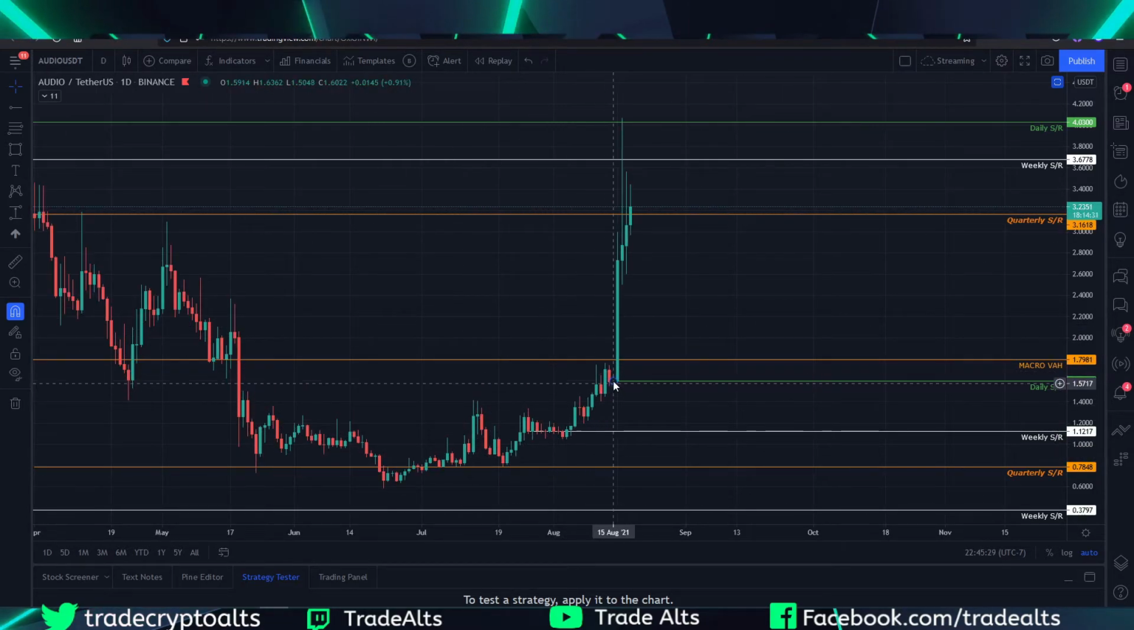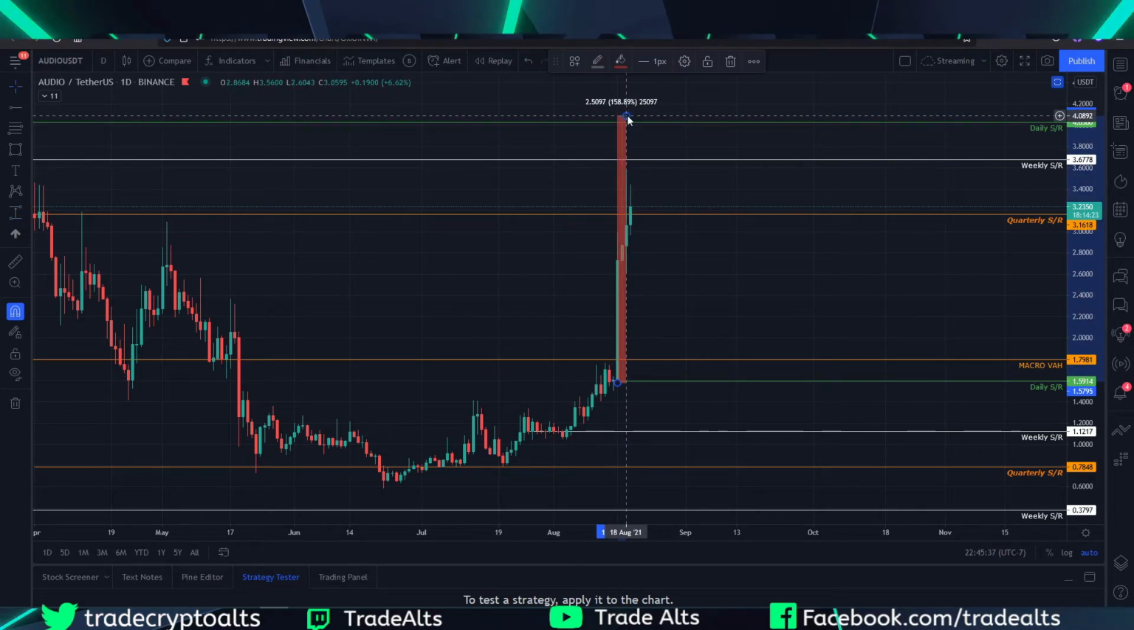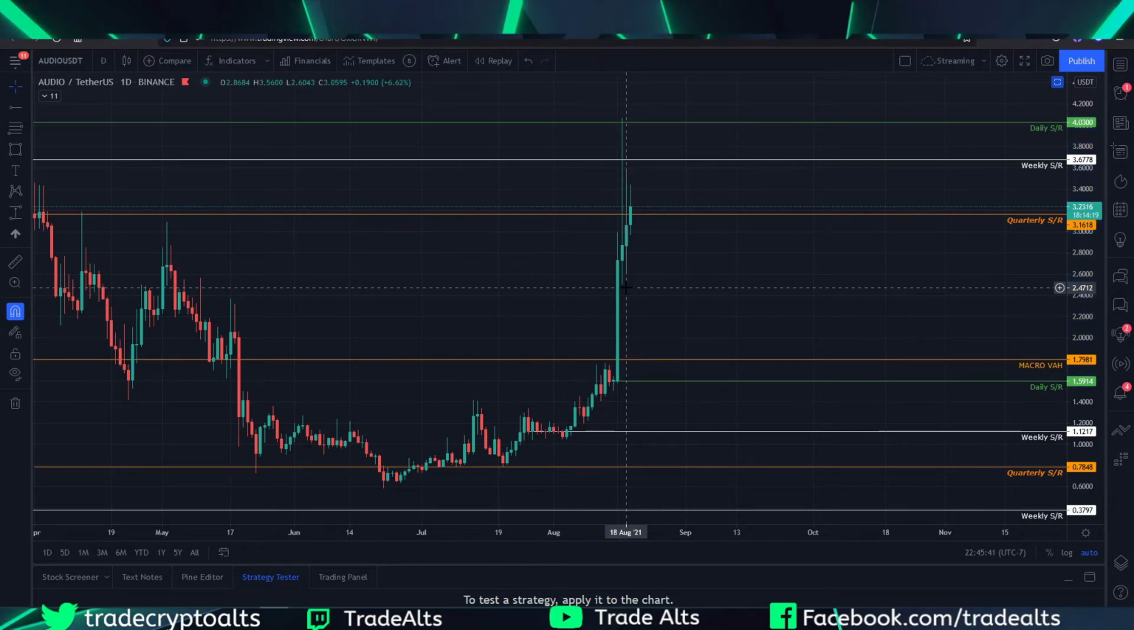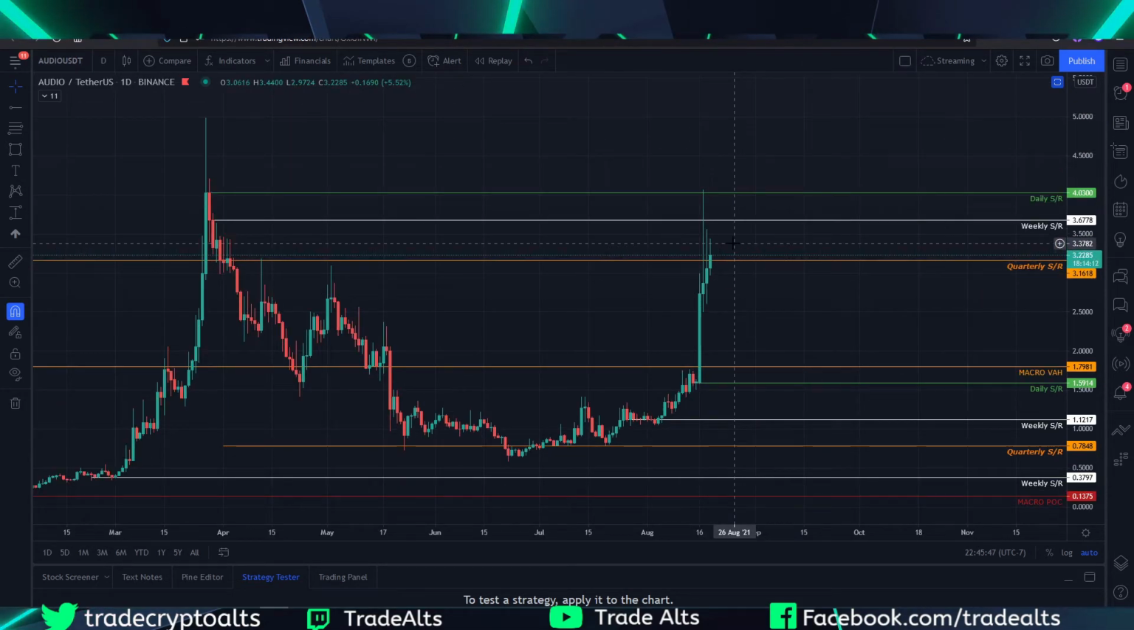This is, I guess you would say, healthier than when you have massive runs like this. From the impulse to the high is about 158%, 159%. And that's within a span of 2 days, right? So you have to be really careful. It's not to say this can't continue, but you have your levels to monitor, right?